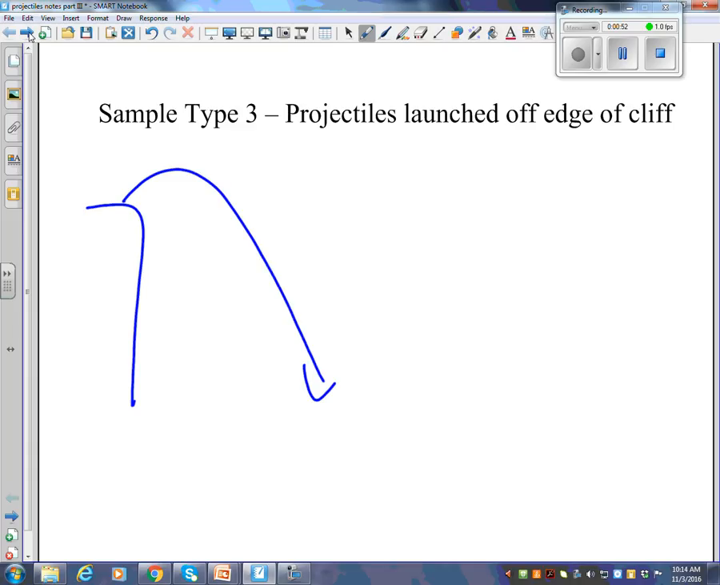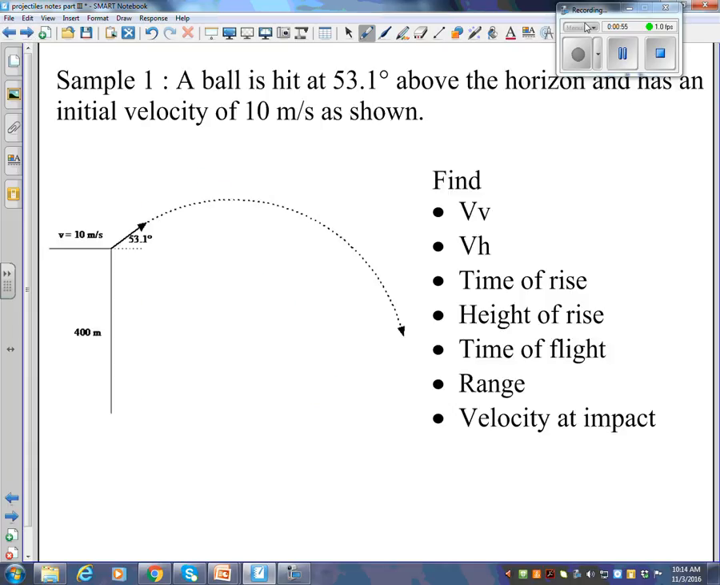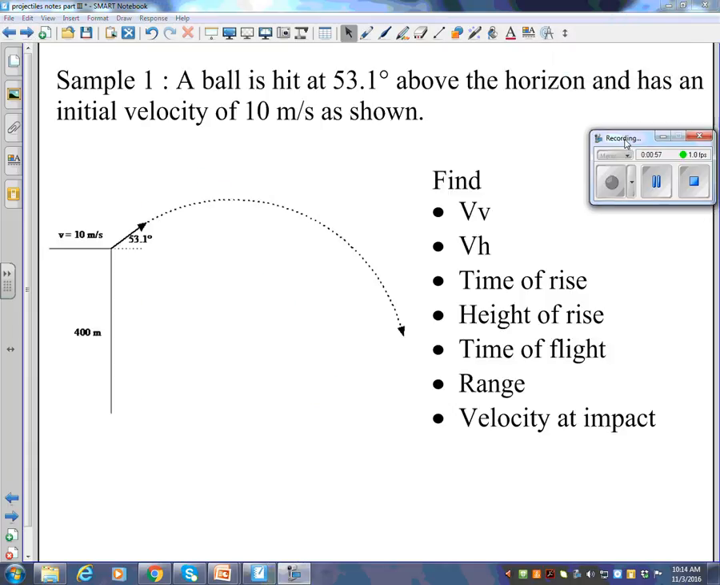Maybe. Okay, so here's a sample question. I'll let you copy that out. The ball is hit at 53.1 degrees above the horizon. There's a reason why I picked that number. You'll see shortly. It has an initial velocity of 10 meters per second. Those are the things we're going to find. You don't necessarily have to do all the find because I'm going to do them step by step, right? So you probably don't need to copy that.